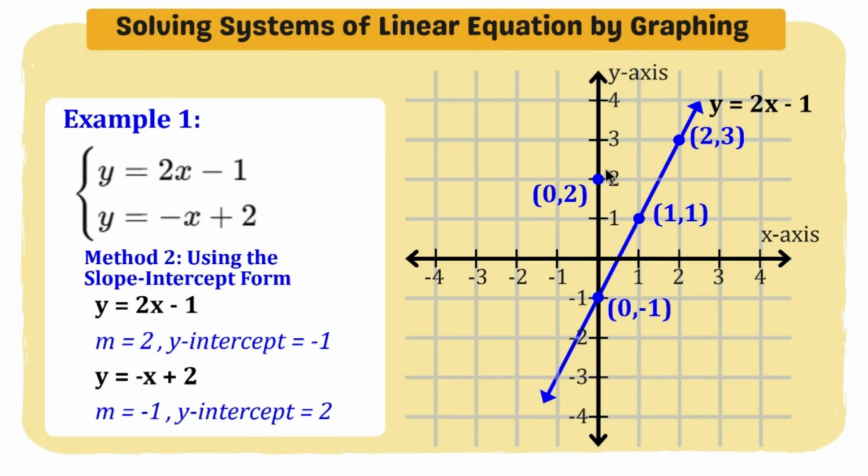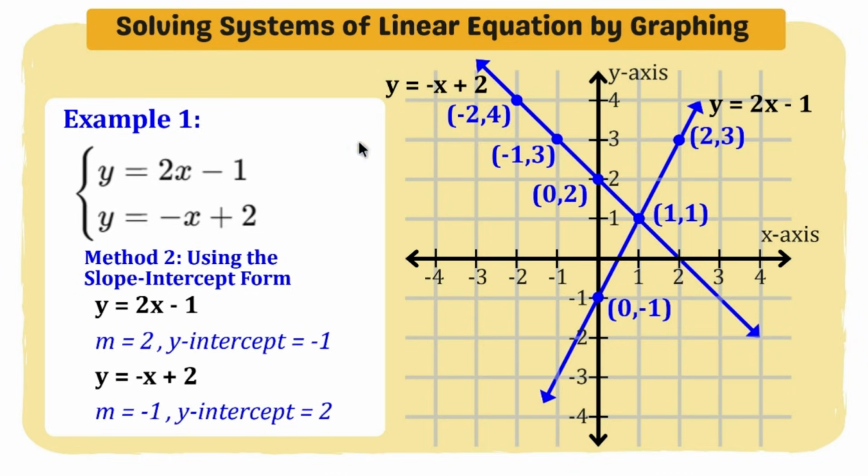So, let's count. 1 ang ating rise and then 1 ang ating run. So, going to the left side. So, nandito po yung ating next point, and negative 1, 3. So, let's do it one more time. 1 going up and then 1 going to the left, therefore at point negative 2, 4. So we can now connect these points at makakabuo na po tayo ng isang straight line. And this line is the graph for y is equal to negative x plus 2.